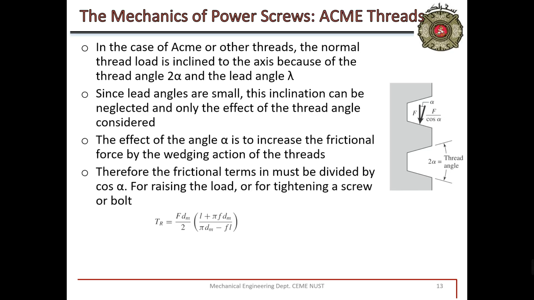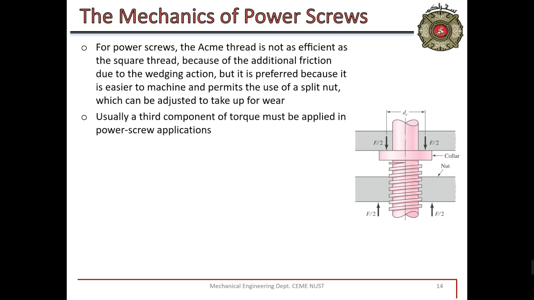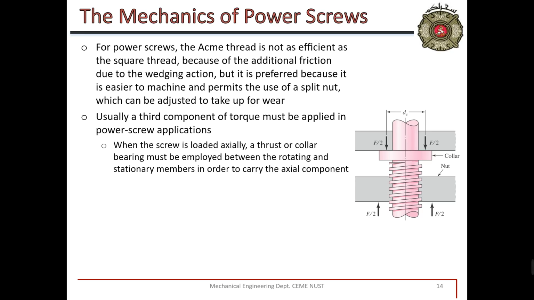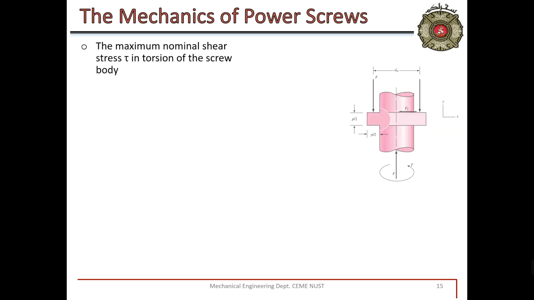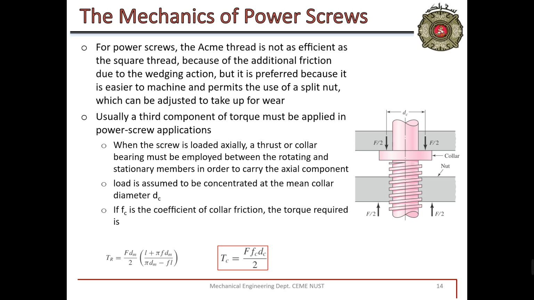Similarly, we calculated TR and TL for Acme threads. One way to increase self-locking is by decreasing friction or decreasing lambda, or we can apply a collar. Here we have used a collar. What the collar does is, either to raise the load or lower the load, the system experiences two types of torques, TR and TC, or TL and TC for lowering the load. The total torque will be the sum of the torque required to raise and TC.